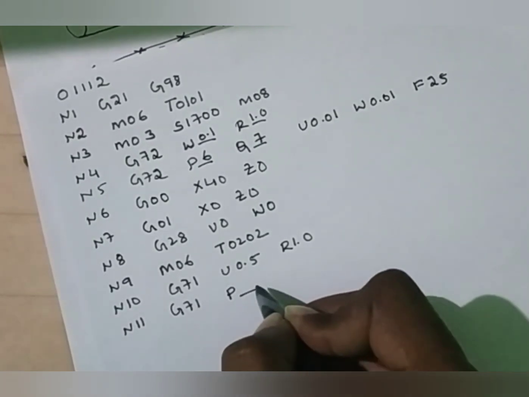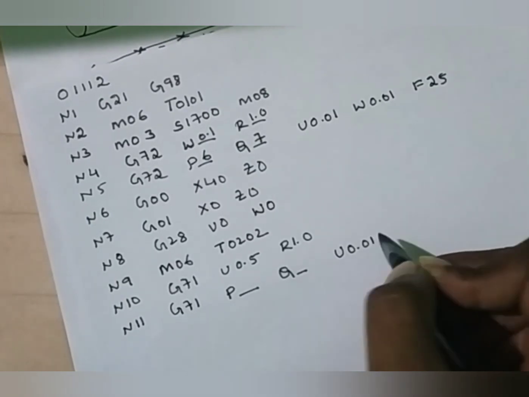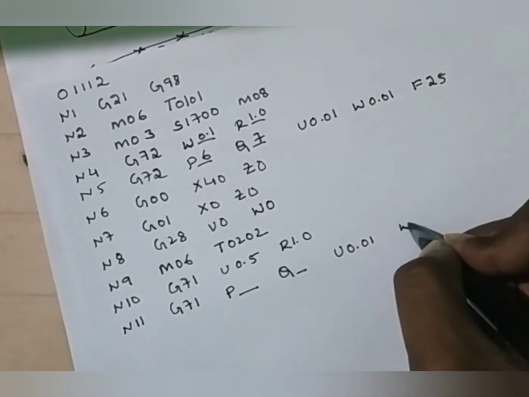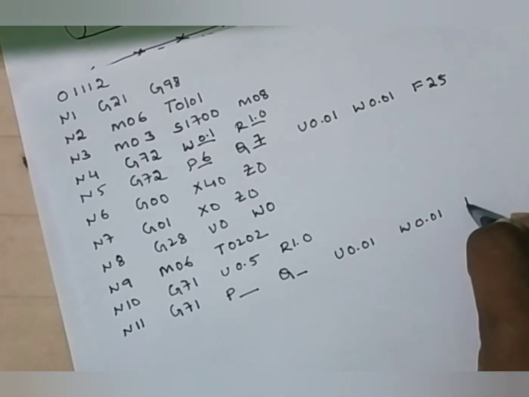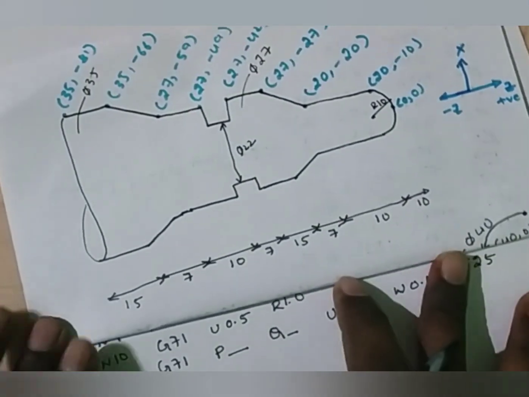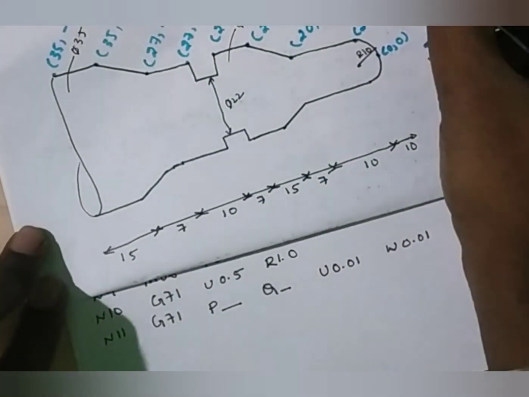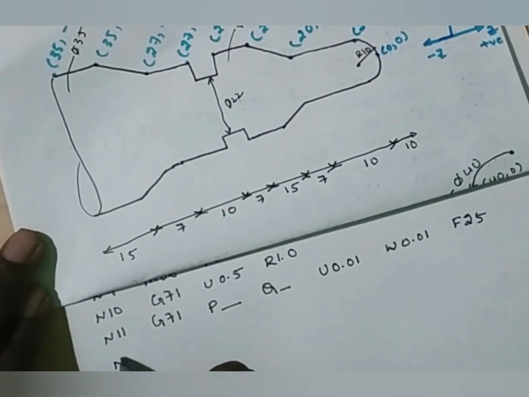P value is the starting block number, Q value is the ending block number, U 0.01 is the finishing allowance in X axis, W 0.01 is the finishing allowance in Z axis, and feed value let it be 25 mm. Now let us write the program. Now the tool is somewhere here at the reference point. Now we have to move the tool from here to here, that is N12.